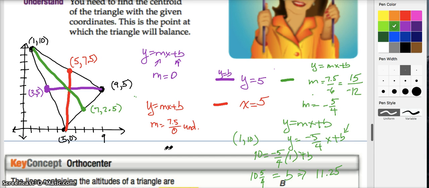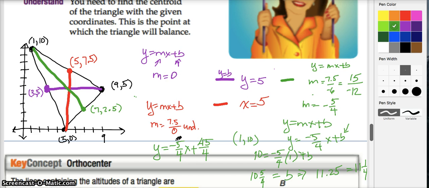So the equation of the green line is y is equal to, remember, -5/4 x plus the b value, which is 11.25, or 11 and 1/4. Please forgive me for being all super mathy. We can write 11 and 1/4 as an improper fraction, 45/4. And so what I'm saying is that the answer to this question is 5, 5.